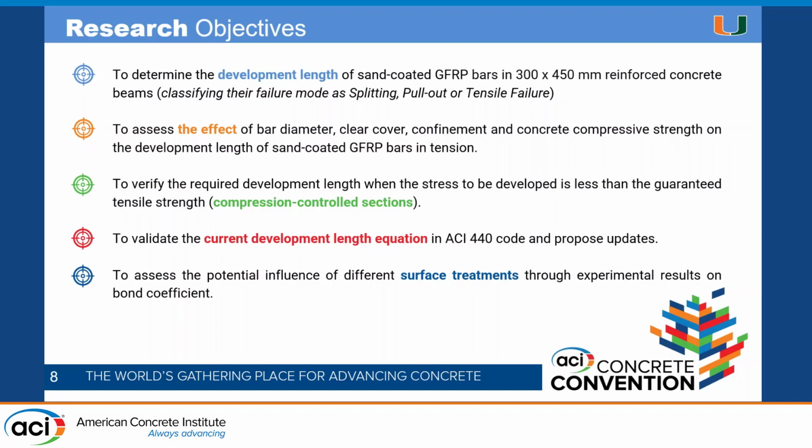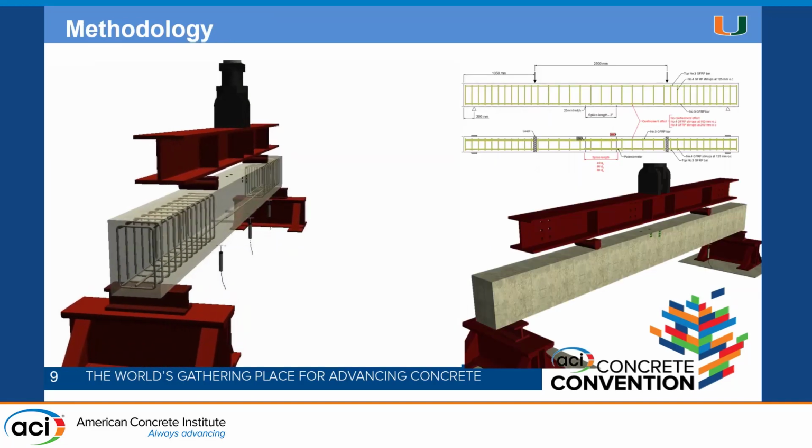Not usually as in steel, where there is a tensile control section: when your concrete crushes, the steel rebar yields. In this case, for GFRP, you could have both. Usually the compression control section with serviceability limit states controls your design. So you will have two phases, one phase with the compression control section, another one with the tensile control section. So this is the methodology.